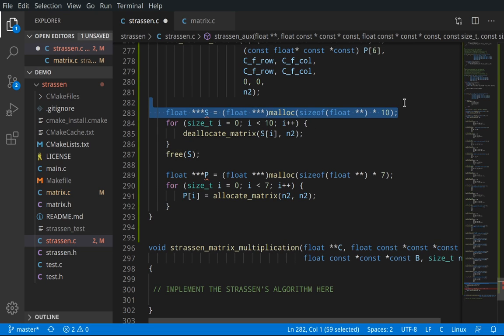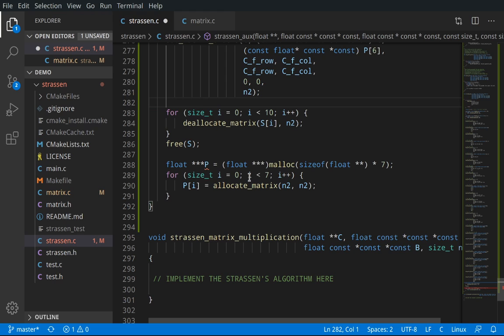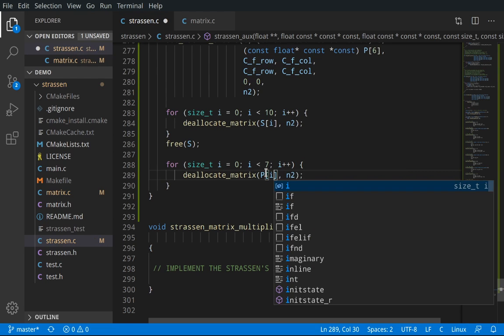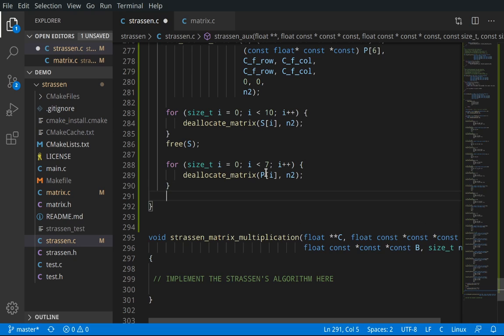Okay, this is it. And what about p? Well, more or less it is the same. So let me do it a little bit here. Free s. This is it.